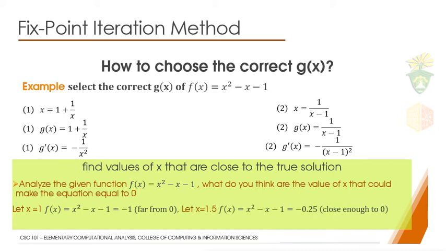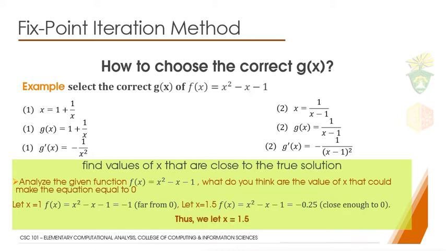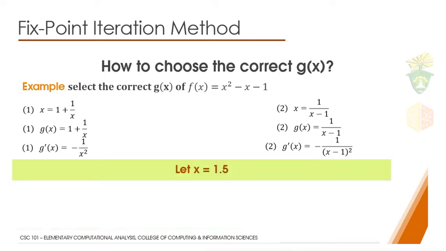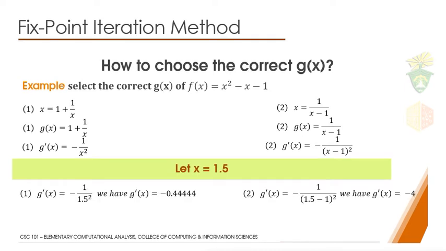Next is let's try 1.5. Kung dili 1.5, 2. Kung dili 2, 2.5. So, kani siya 1.5. Let's try. And then we see here na negative 0.25 ang answer. So, basically, dul-dul na siya sa 0. Pwede na nato gamiton. Okay? So, gamiton nato ang 1.5. Now, kaning 1.5, pwede na nato karon i-substitute sa atong duha ka g of x.